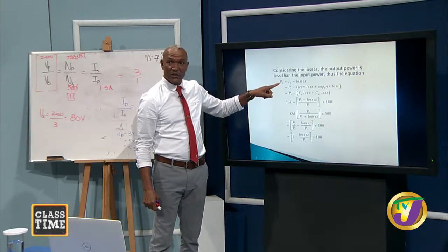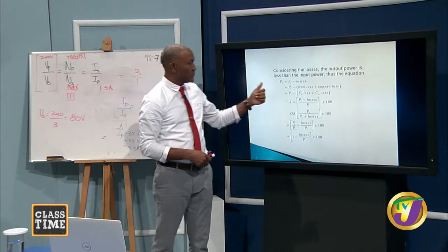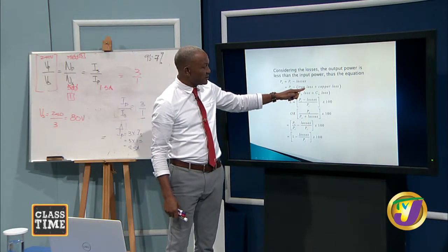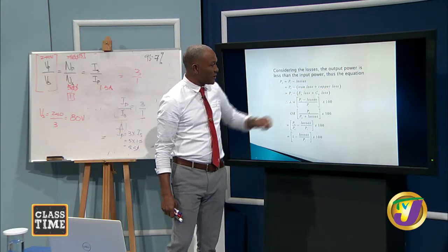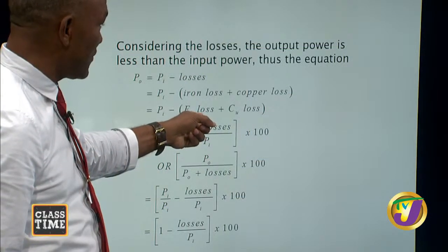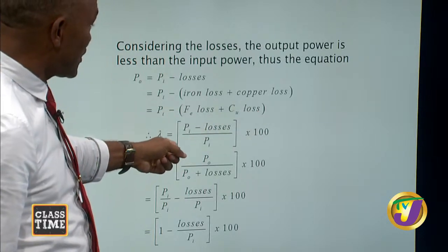So we look at the formula. Power in would equal your power out plus your losses, all right? And what are your losses? Iron loss plus your copper loss. I use your chemical symbols, Fe for iron and Cu for copper, and your efficiency.